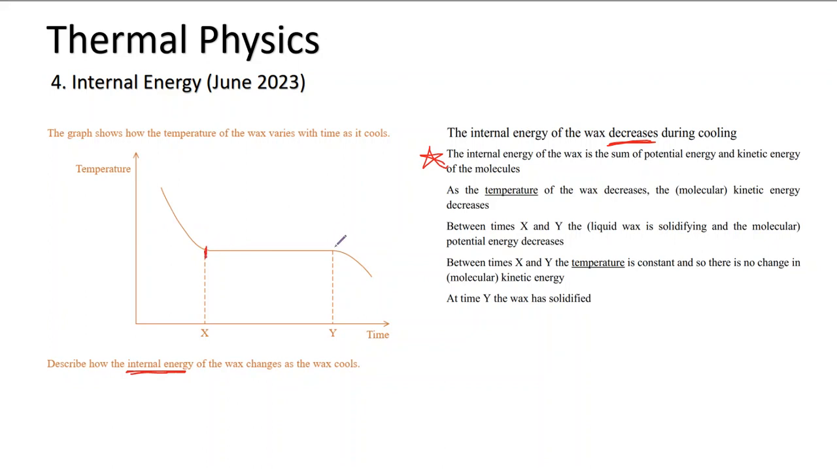But between X and Y, you can see temperature remains constant. Always remember, the temperature remains constant during state change. So between X and Y, the liquid wax is solidifying and the molecular potential energy decreases. So when something is freezing, potential energy decreases, and when something is melting, potential energy increases. You can use that for other questions in your exam. I repeat, when something is freezing, molecules are coming together. So that's what decreases the potential energy. And when something is melting, molecules are moving apart. So that's what increases the potential energy.